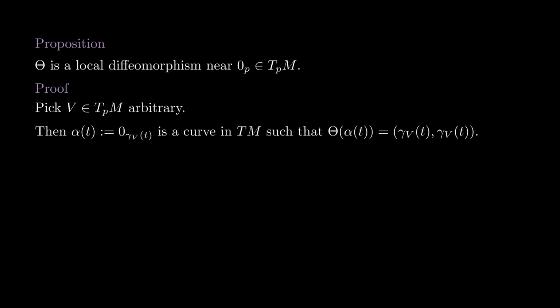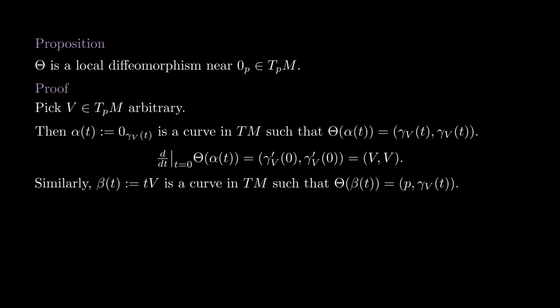This is because by construction, alpha of t is based at gamma v, and since these are 0 vectors, the endpoint is the same as the start point. When we take the derivative of this at 0, we get v, v. We can also construct the curve beta given by the straight line tv. All of these vectors live in the same vector space, so their start point is p, and by the homogeneity property, the second coordinate of theta beta is gamma v. When we take the derivative at 0, this is 0, v.